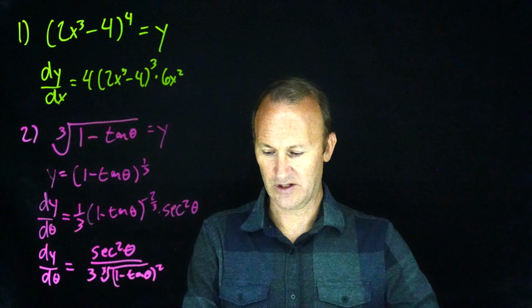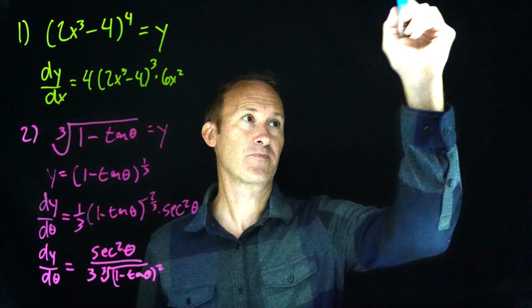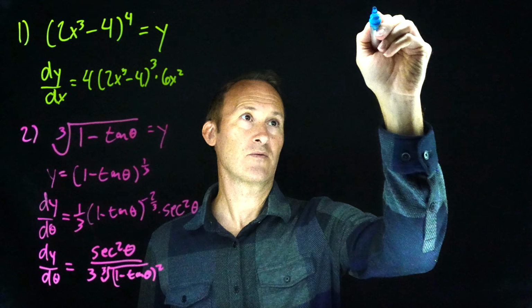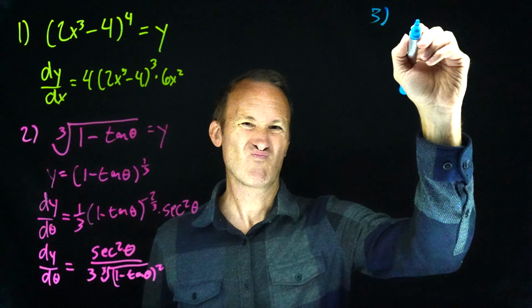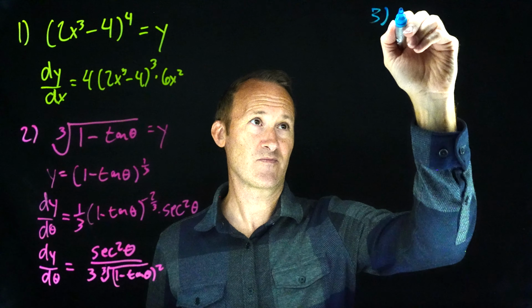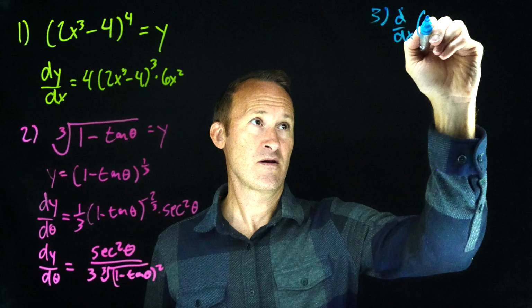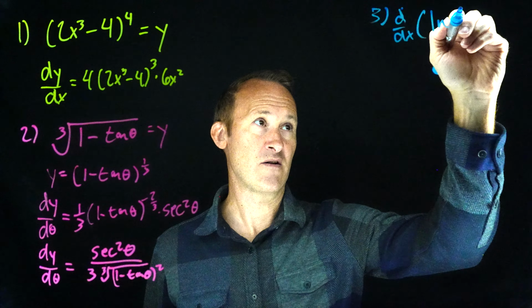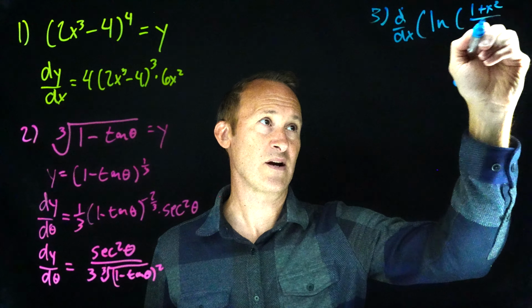Okay, let's look at another example. Okay, number 3. Let's go with, let's look at d/dx of what? Let's go with the natural log of 1 plus x squared over 1 minus x squared.